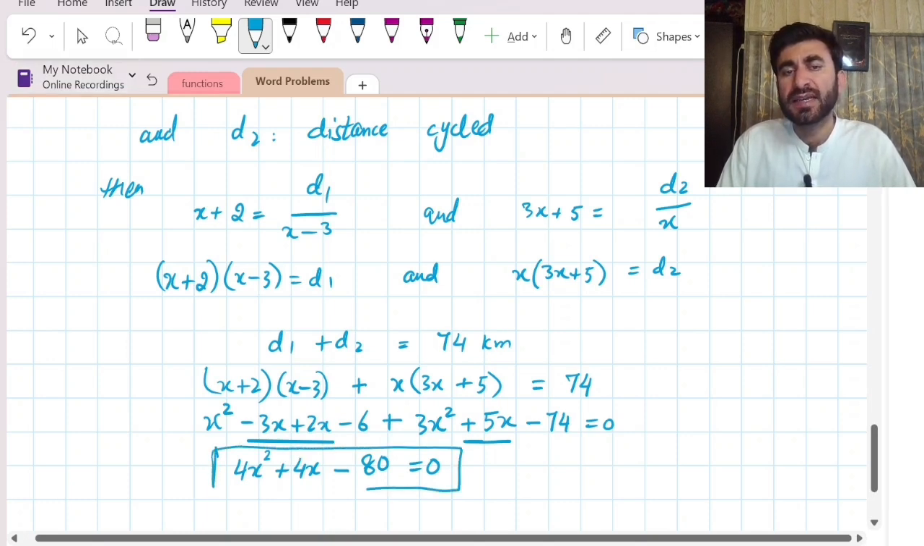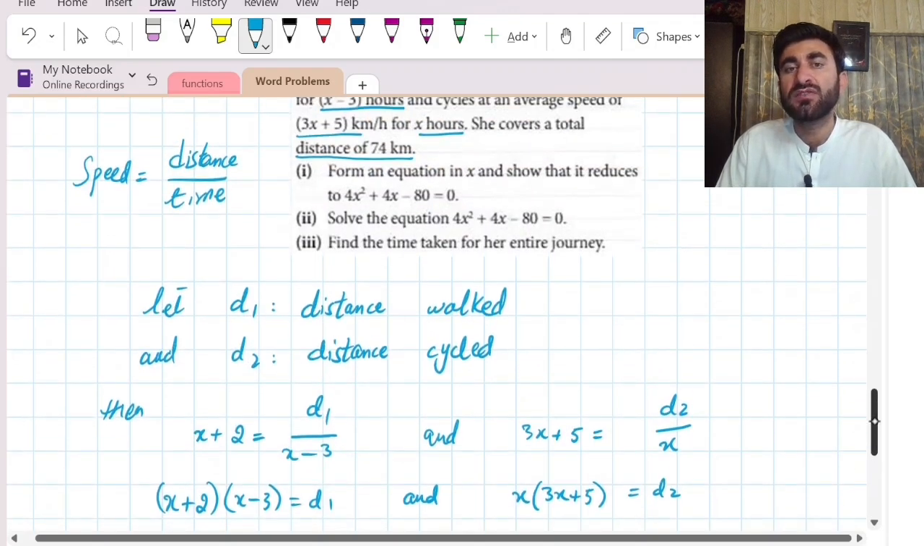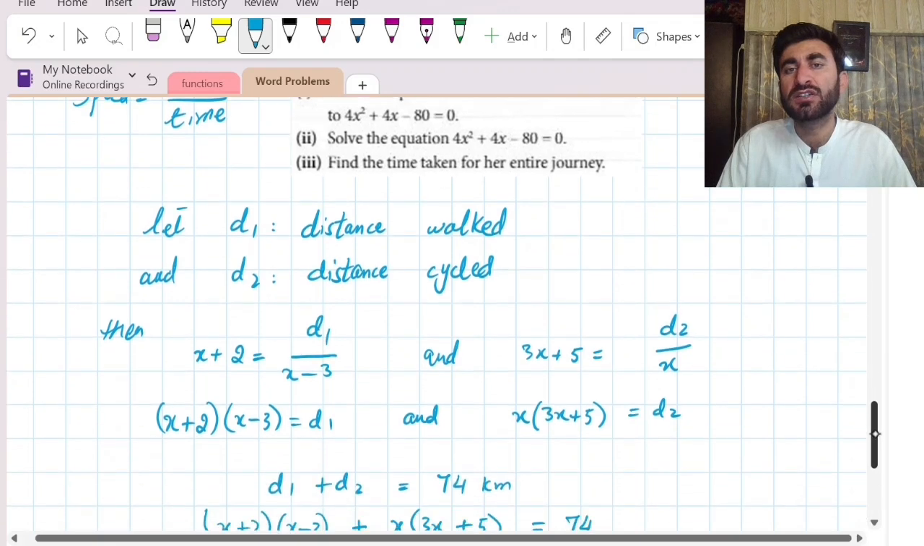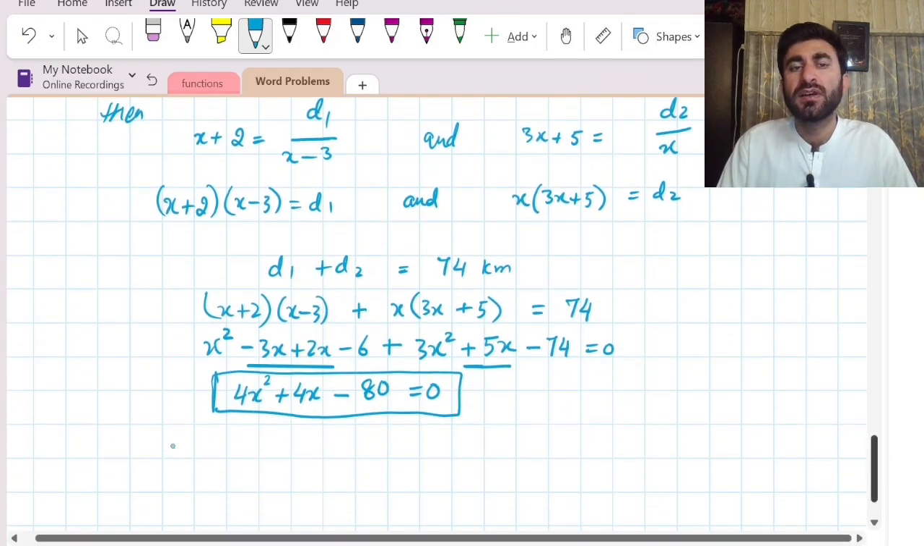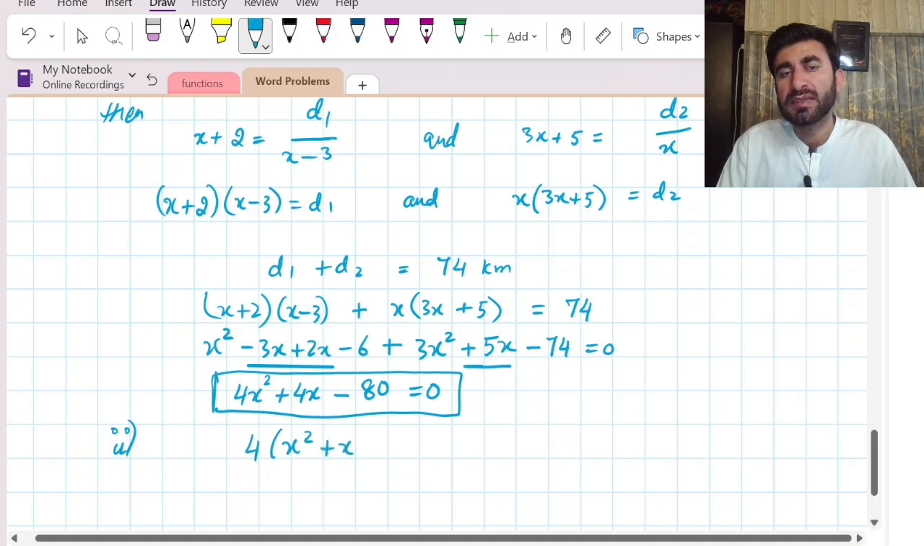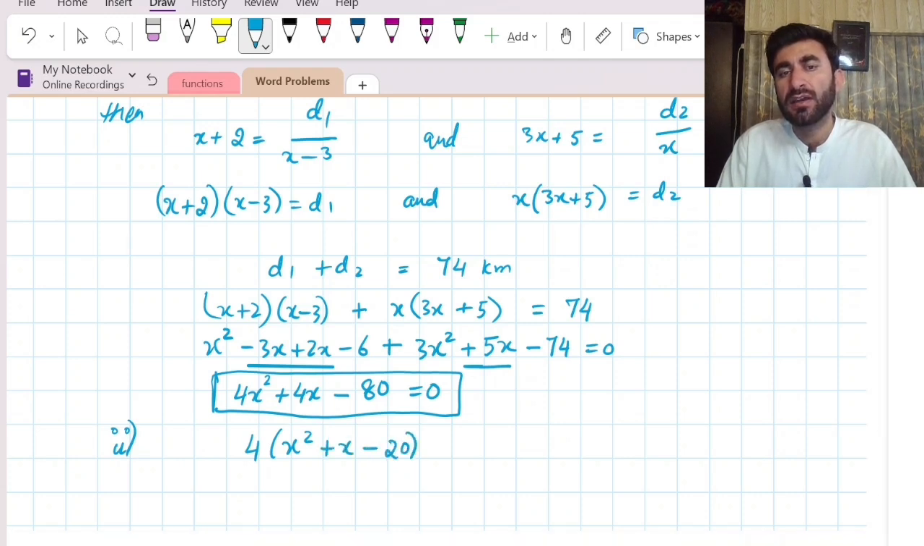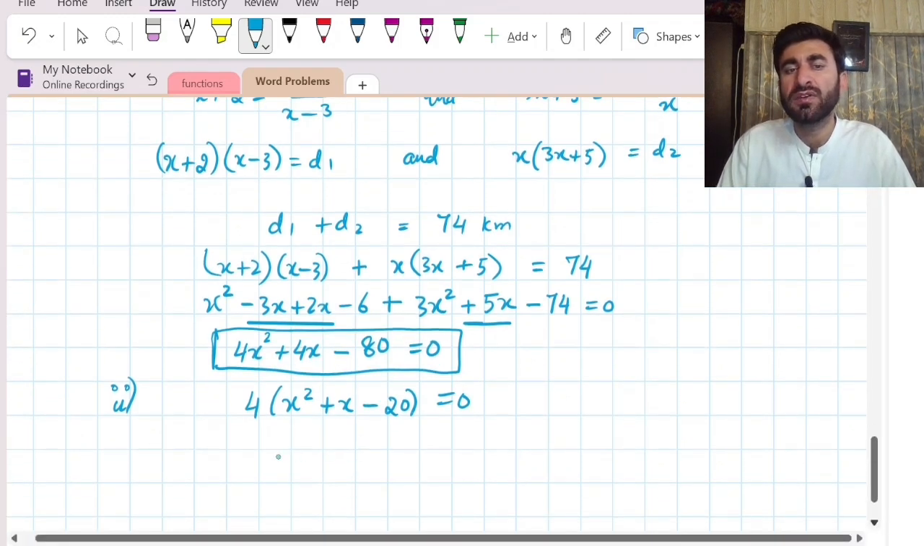And now in the second part it said solve the equation 4x square plus 4x minus 80 equal to 0. First, because we can reduce this equation by taking 4 common, it will become 4 times x square plus x minus 20 equals 0, and by moving 4 to the right, 0 divided by 4 will become 0, so x square plus x minus 20 equals 0. So this is the equation in reduced form.